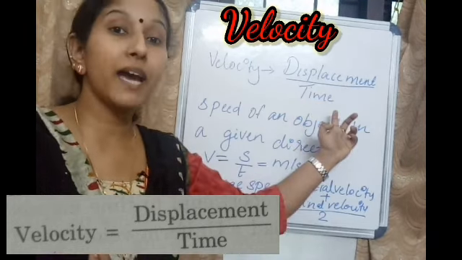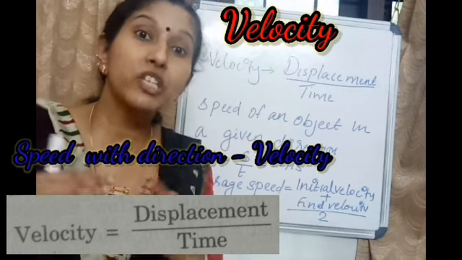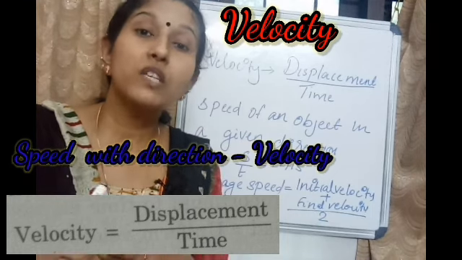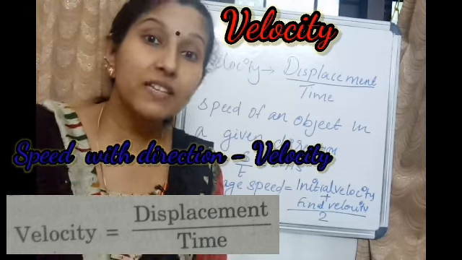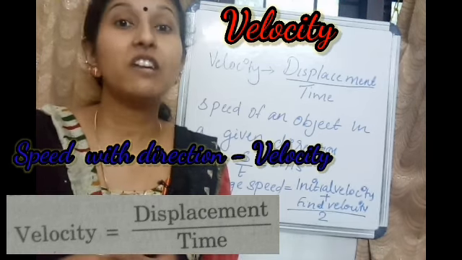Velocity is the displacement by time. Velocity can be defined as the displacement in unit time, or velocity of an object is defined as the speed of an object in a definite direction. Speed with direction is velocity. Keep it in your mind.